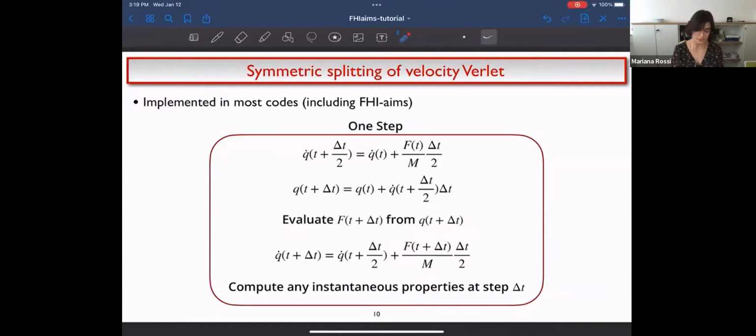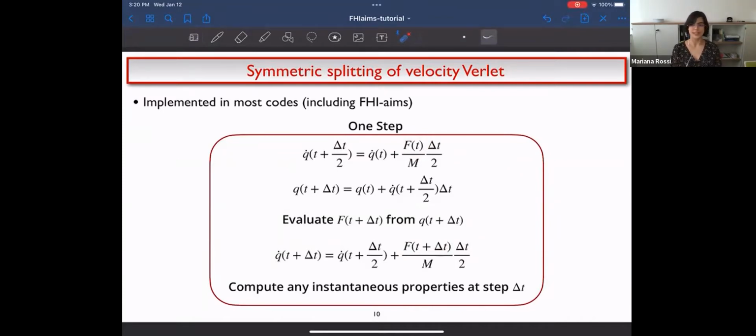And then at this point, you can compute any instantaneous properties at step delta t because you have both velocities and positions aligned at the delta t. And then you go back to the beginning. You don't need to calculate the force again at this step because at the next step, this force at t plus delta t becomes this f of t. So you have only one force evaluation per step of the scheme.